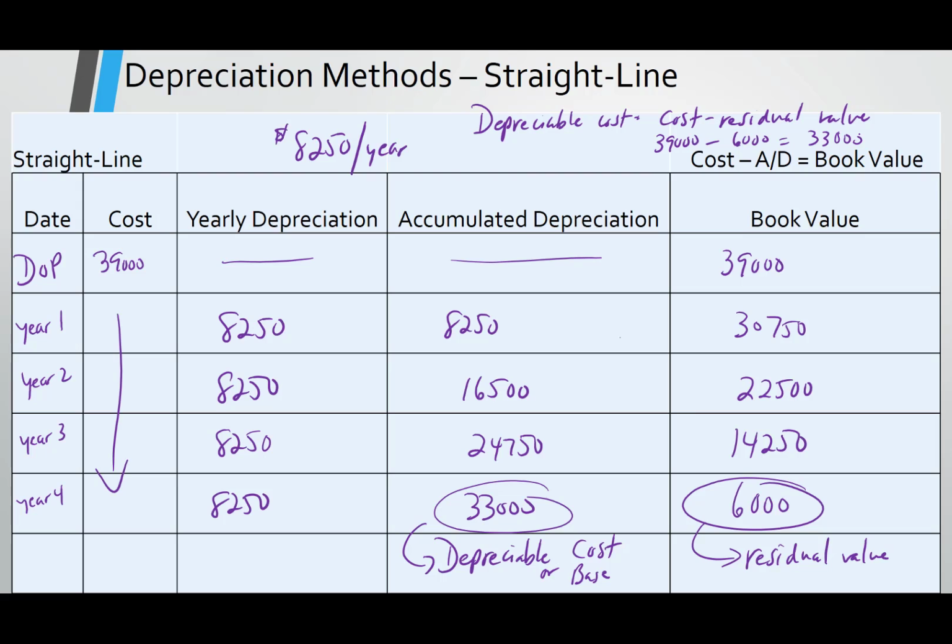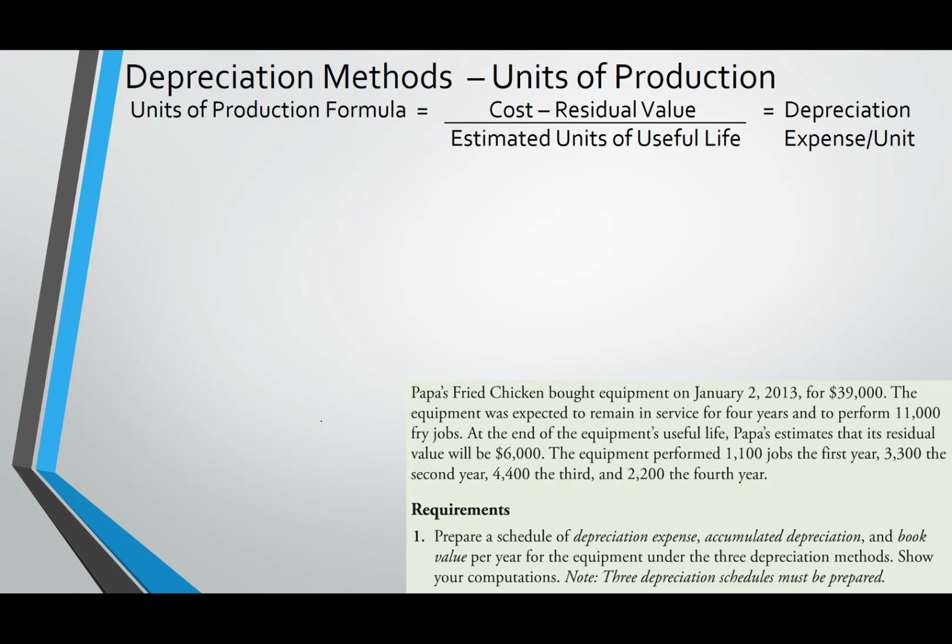Let's take a look at the next method here, and that is units of production. Our formula changes a little bit. Instead of using estimated years of useful life, we have to use estimated units of useful life, and that will yield a depreciation expense per unit. So let's look at this here. We know that our cost is $39,000. We know that our residual value is $6,000. Those things are not going to change.